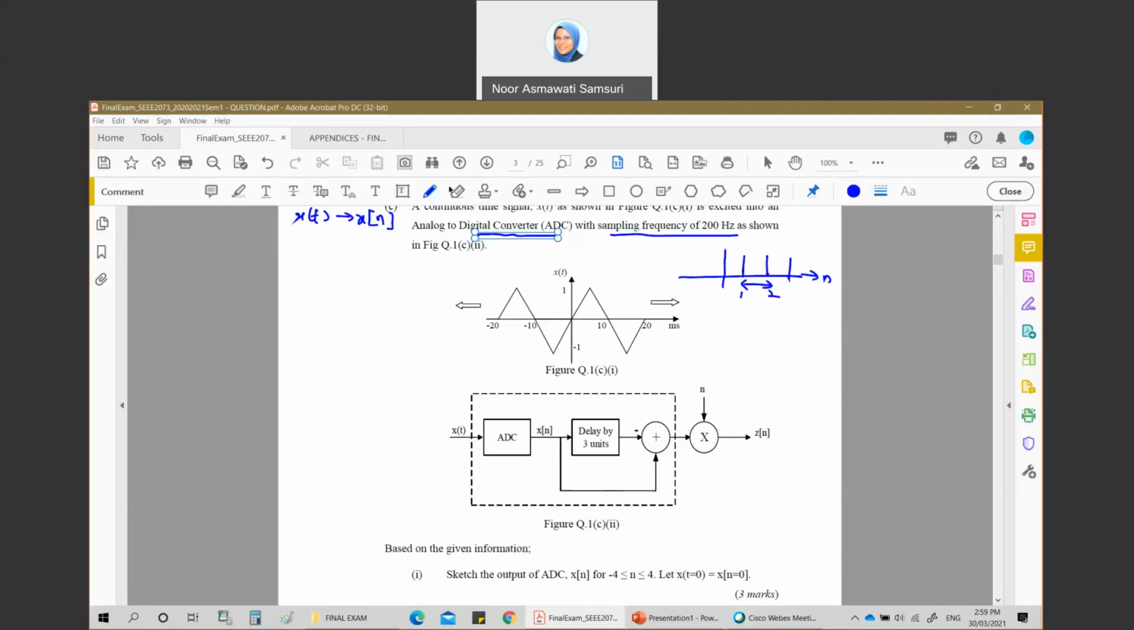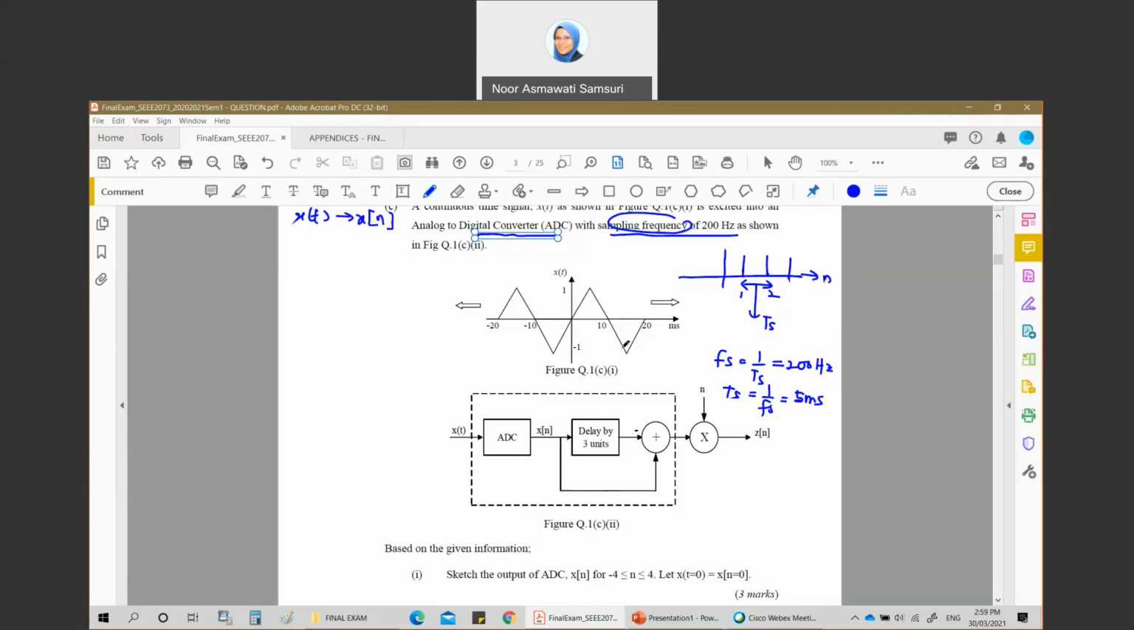Right, so basically the separation distance is determined by t, the sampling duration. So how to get the sampling duration? From the sampling frequency, right? So fs equal to 1 over t. In this case, the sampling frequency we use is fs. So what is your fs? It is 200 Hertz. So what is your Ts in this case? Ts equal to 1 over fs, in which it is equal to 5 milliseconds, right?